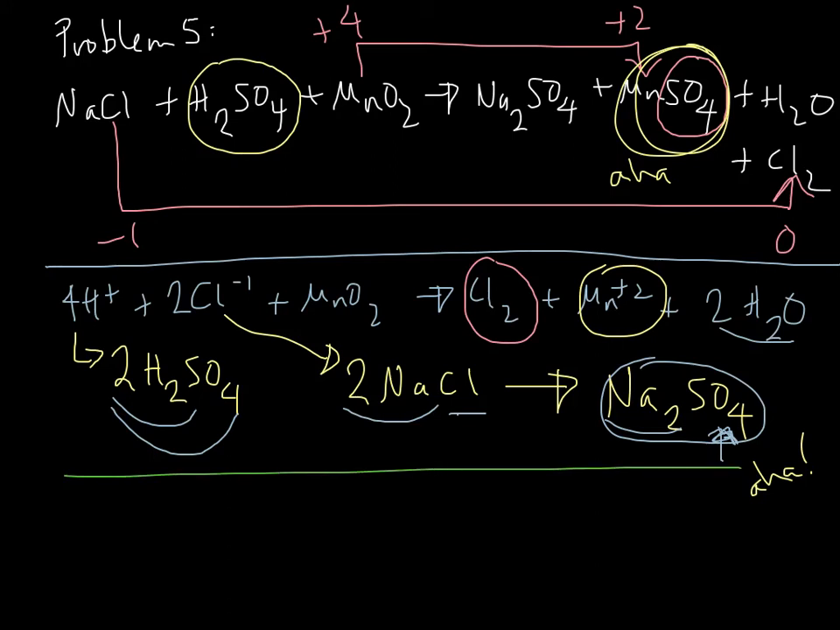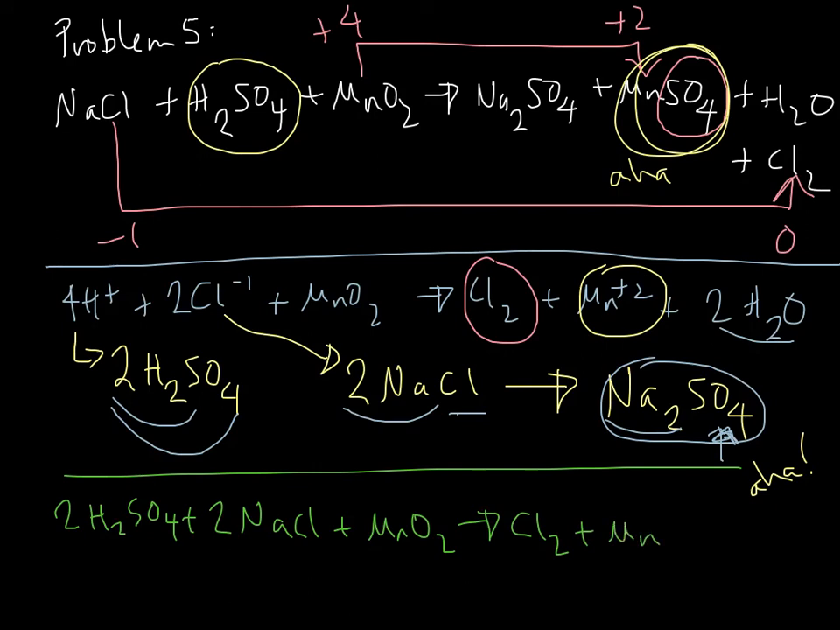Aha! So let's go ahead and rewrite our molecular equation, fully balanced. So I have 2 sulfuric acid and 2 sodium chloride and MnO2. That's going to make Cl2 and manganese sulfate and water, 2 waters, and don't forget about that sodium sulfate on that product side. There's the final equation.